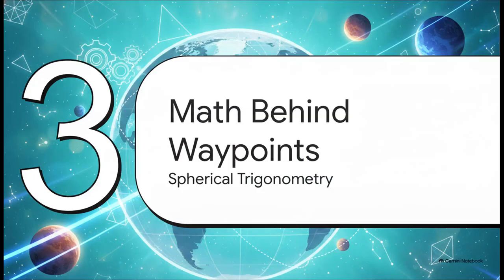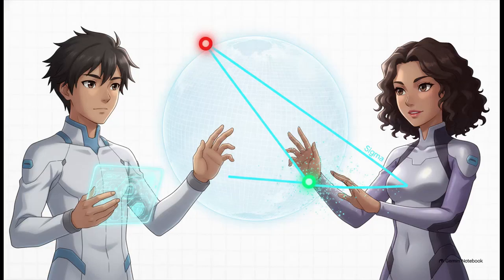Which brings us to Section 3. The math behind the waypoints. To actually plot a plane's position somewhere along that green route, our source program uses Napier's Rules of Spherical Trigonometry. It is an incredibly elegant framework. We basically use it to calculate a specific waypoint located at a set angular distance, which the code calls sigma, moving away from our red vertex.